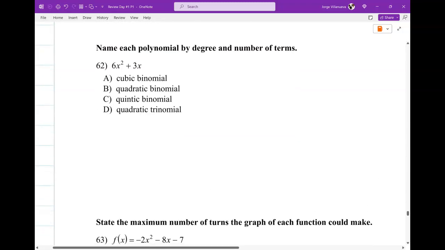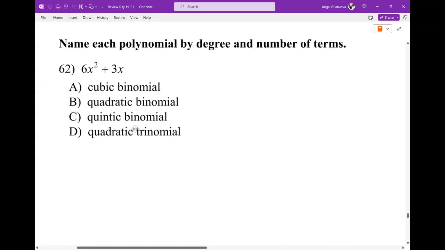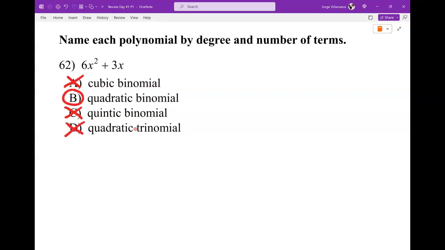Okay, well, this one's easy. Name each polynomial by degree and number of terms. So what's the degree on this one? 2, so that's called a what? Quadratic. Notice it's not cubic, it's not quintic. And then how many terms does it have? 2, so it's a binomial, quadratic binomial. That's this one. So that's 62. All right, that was easy.